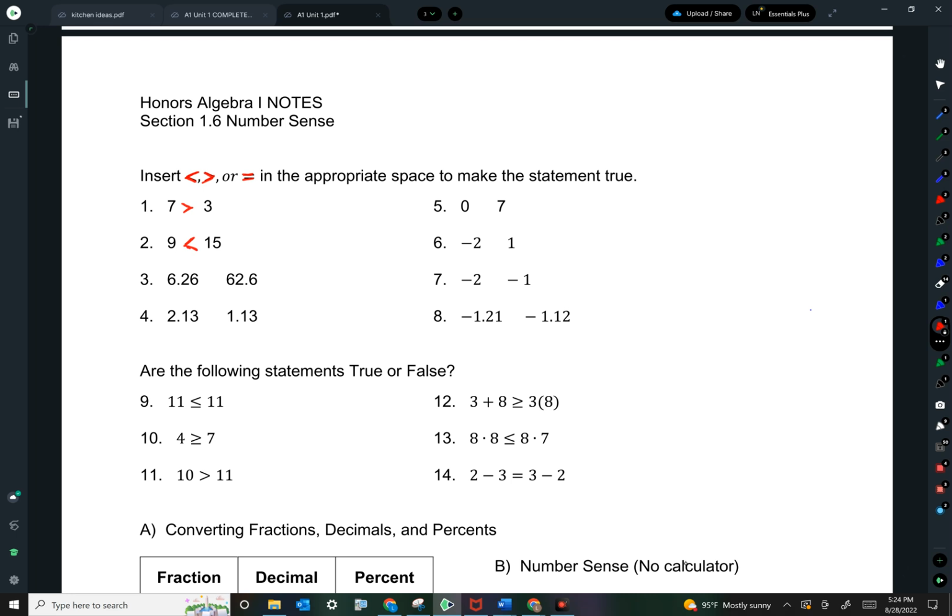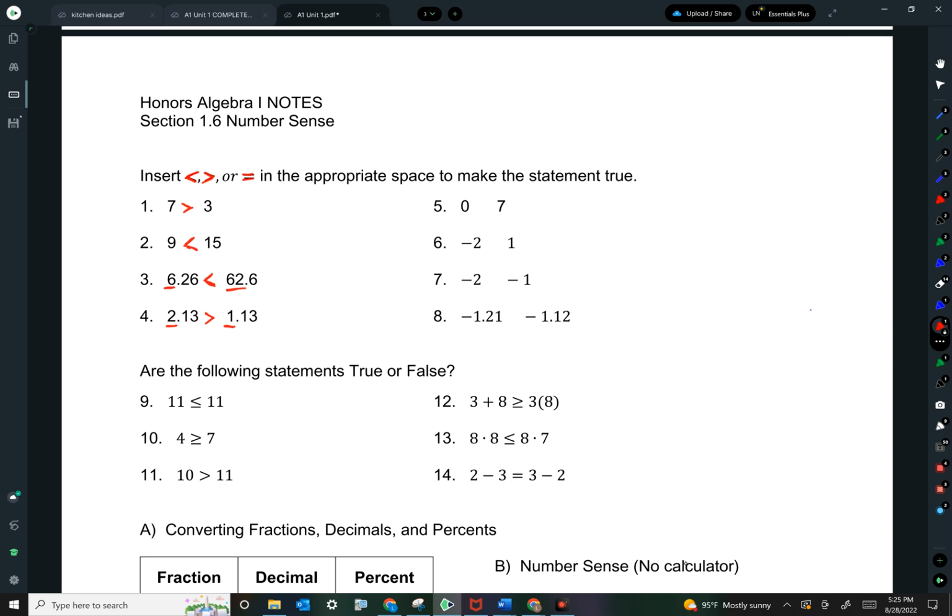Okay, on decimals, it seems like it could be obvious, but when you see all those numbers kind of mixed up, to me, the smart thing to do is to start with the whole number. So the whole number here is 6. The whole number here is 62. So obviously, 6 is less than 62. You can do the same thing on number 4. Look at the whole number. This is a 2. This is a 1. So obviously, 2 is greater than 1.